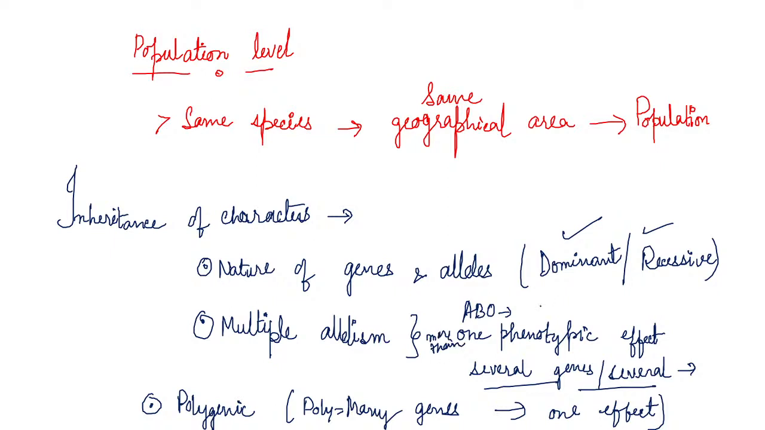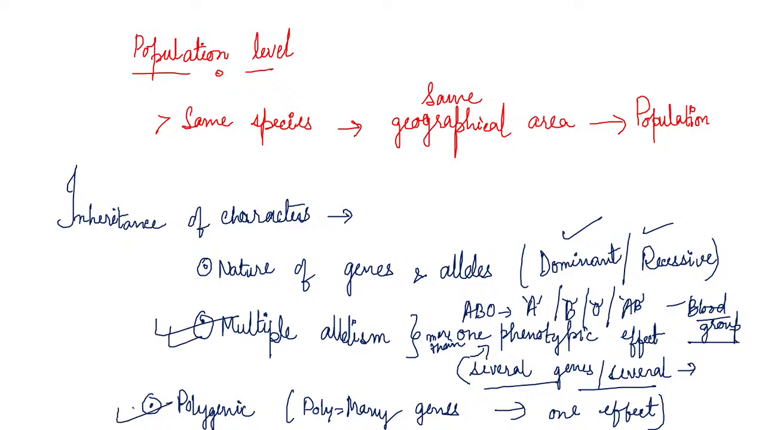What are the 4 different phenotypes? A blood group, B blood group, O blood group and AB blood group. So you get 4 different things, and there are lots of alleles also. When there are several alleles and several phenotypes, it is known as multiple allelism. From the word only we can understand this. Now, polygenic means many genes but only one effect.